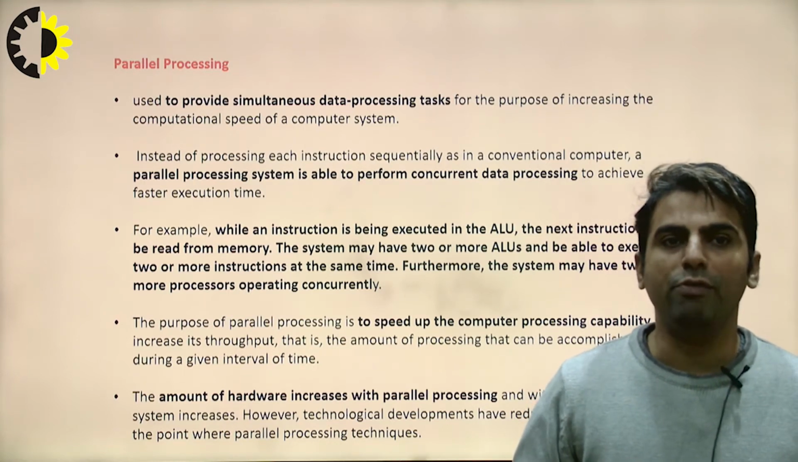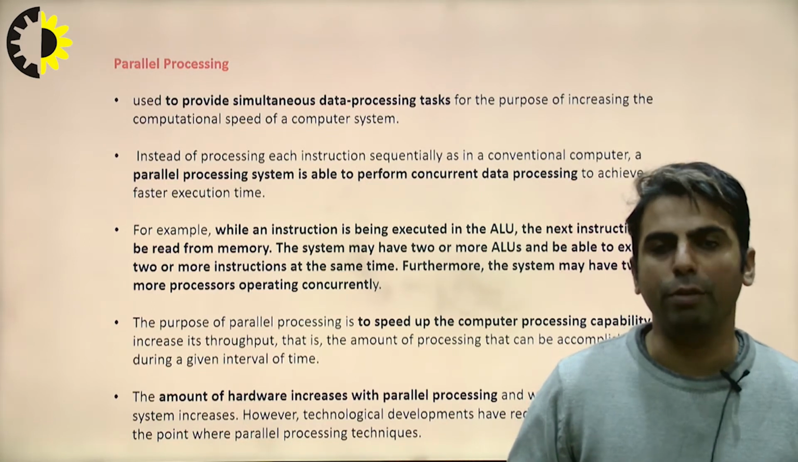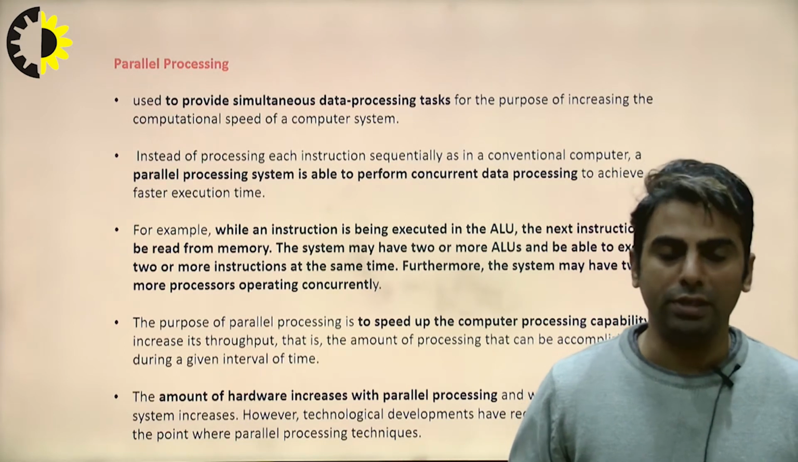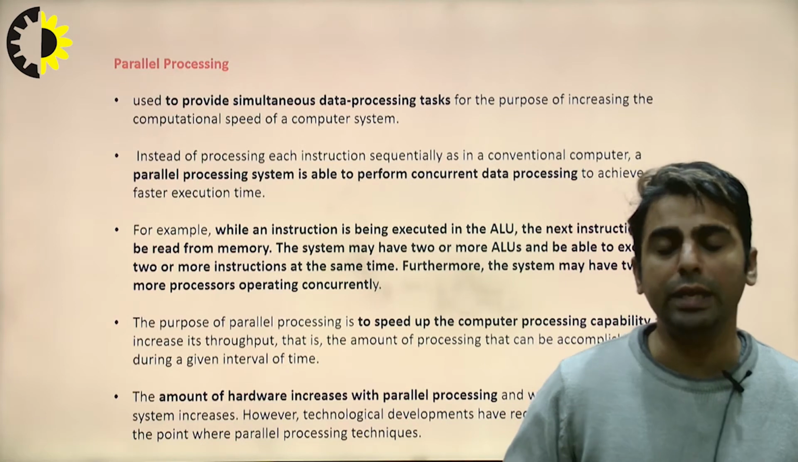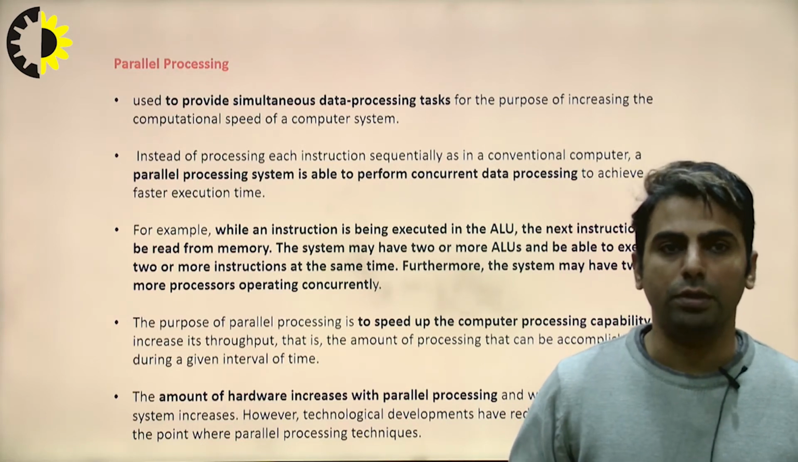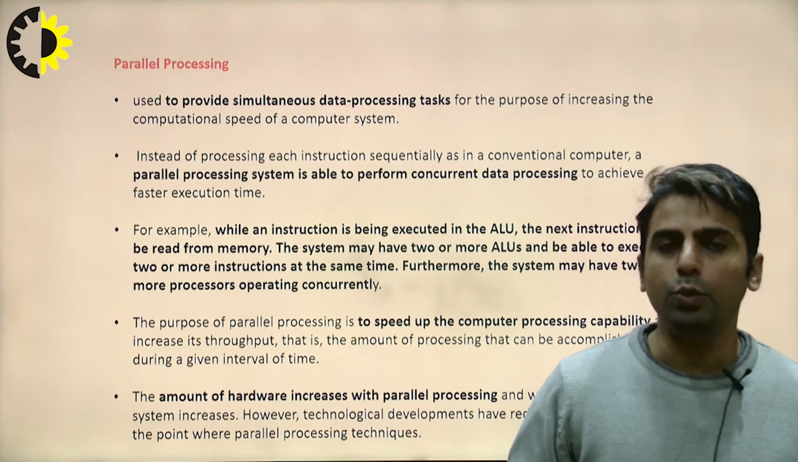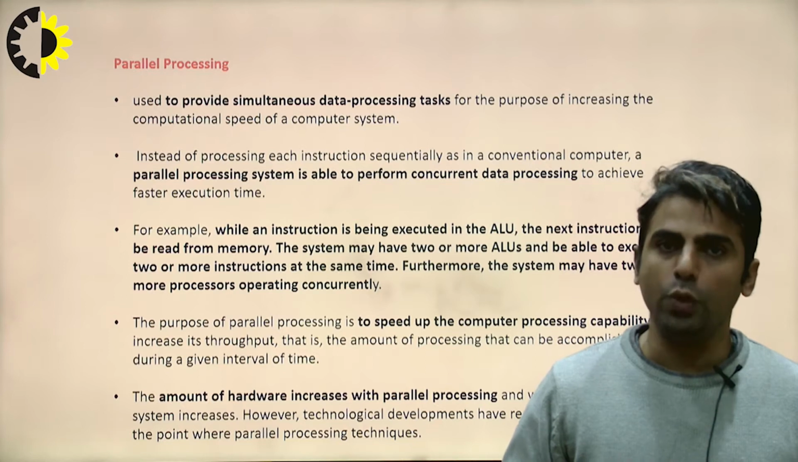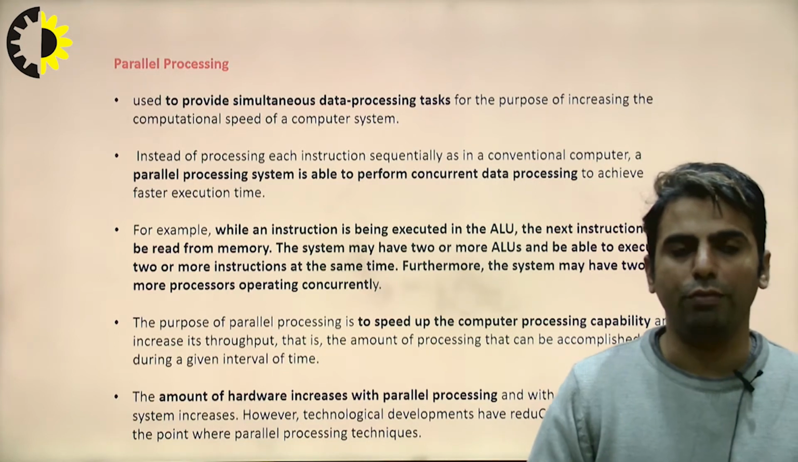For example, while an instruction is being executed in the ALU, the next instruction can be read from the memory. So parallelly, two tasks are being done. One, the instruction is being fetched from the memory, and secondly, the next instruction is executing at the same time. So that is one of the smallest examples of parallel processing.